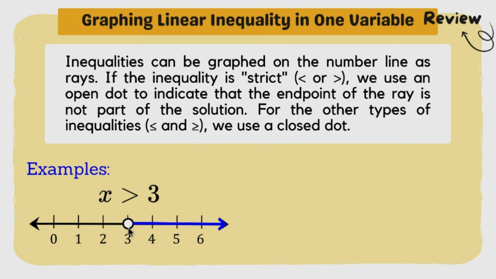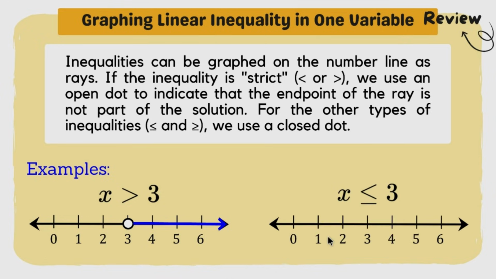Kaya po, open yung ating circle. Next, what if we have here x is less than or equal to 3? So in our number line, we will identify 3, again, the location of 3. And then here, take note, ang ginamit na natin ay solid circle o kaya ay closed dot. Ibig sabihin, kasama na po yung value ng 3 dito.